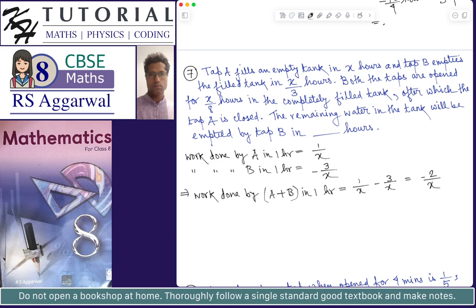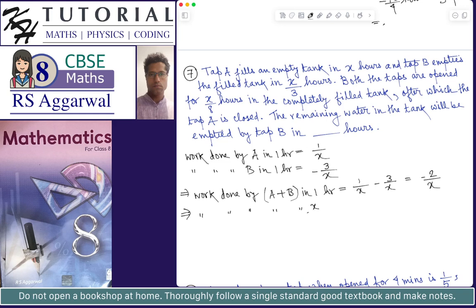Okay, so we see that work done by A plus B in 1 hour is minus 2 by X. You can understand this statement as 2 by X part of the tank is being emptied by A plus B in 1 hour. Now, taps A and B were opened for X by 8 hours. So we have to see how much work is done by A plus B in X by 8 hours.